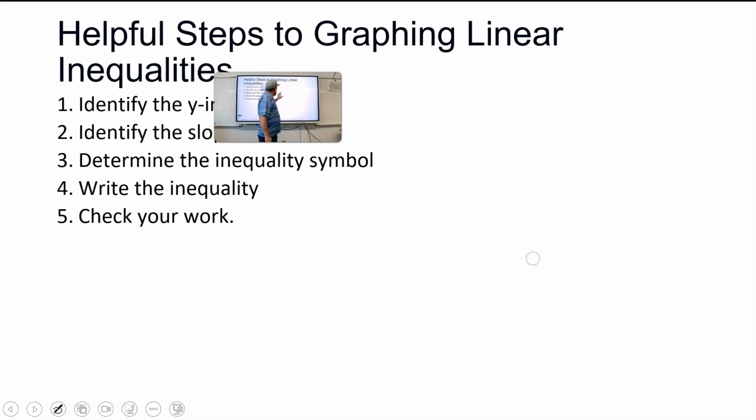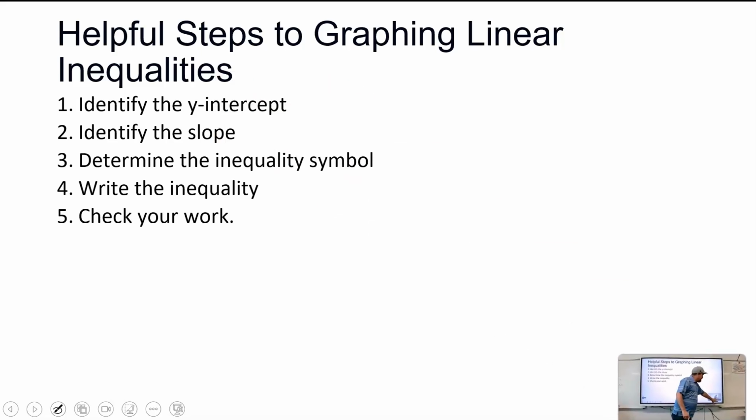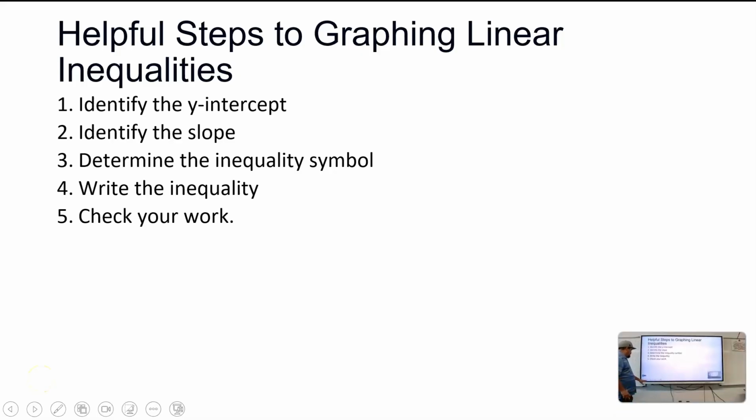Okay, so the way we're going to do this is we are going to identify the y-intercept first. Then we're going to identify the slope. So we're putting them in slope-intercept form. Then we'll determine the inequality symbol. Then we'll write the inequality, and we'll double check if the inequality actually is the same thing the graph says. So let's go ahead and take a look at our first example.